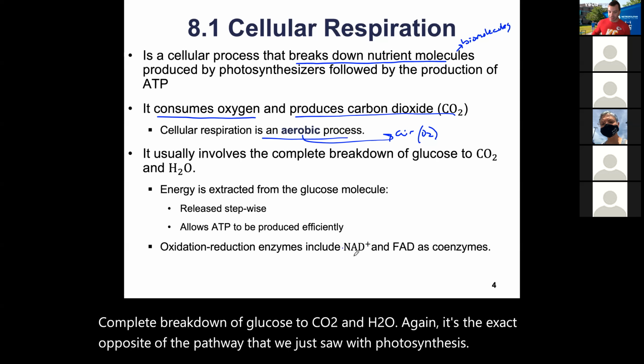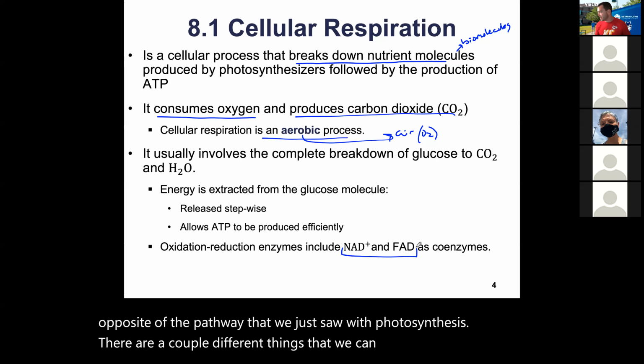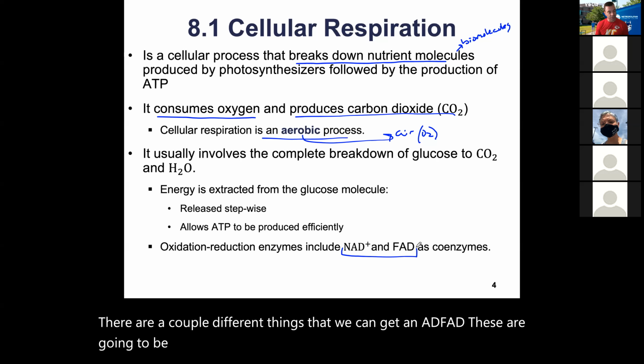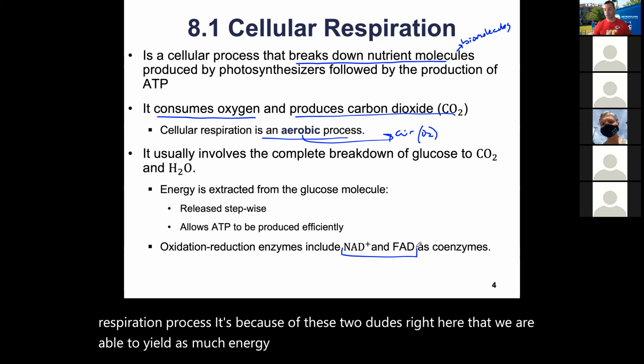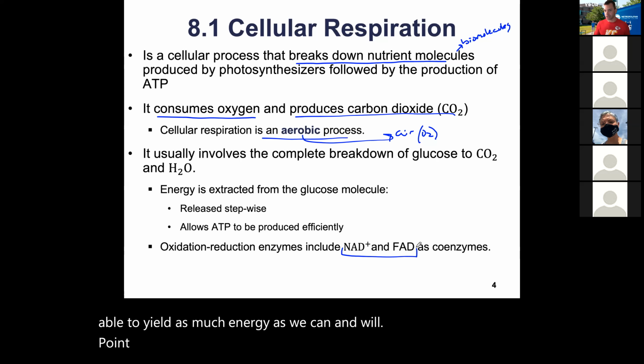There are a couple different things that we can get, NAD and FAD. These are going to be very important coenzymes that are involved in the cellular respiration process. It's because of these two right here that we are able to yield as much energy as we can. And we'll point that out as we go through all the major steps of cellular respiration.